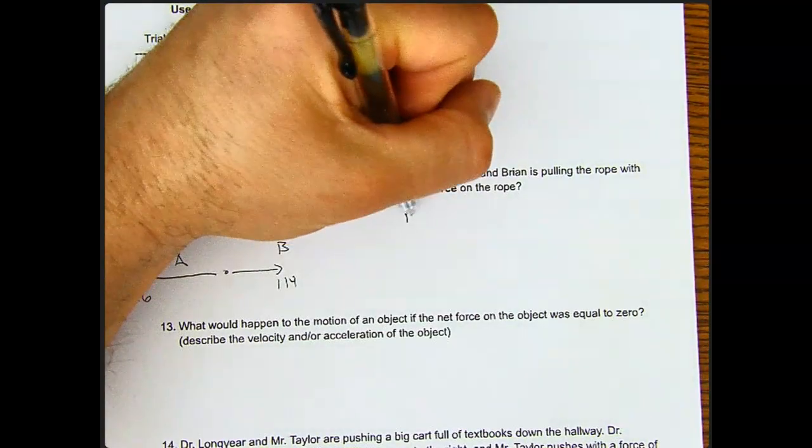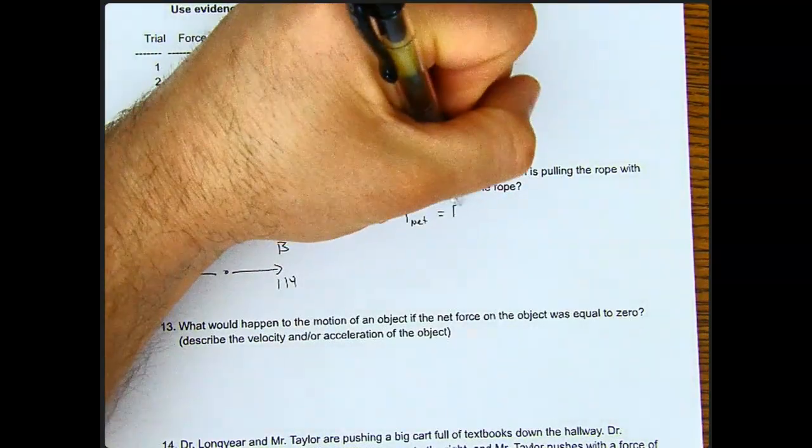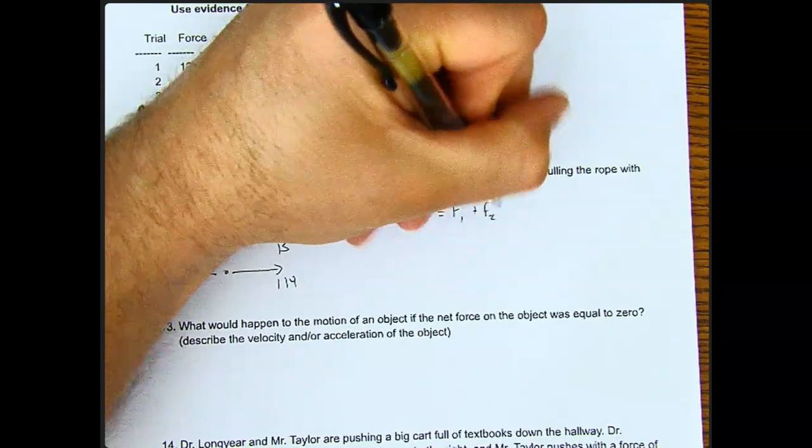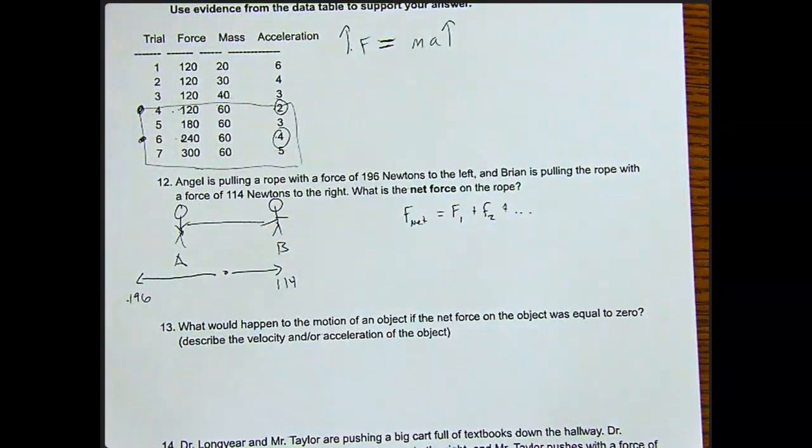Well, net force is all your forces added together: F1 plus F2 plus whatever, however many forces we have. In this case, we only have two forces, Angel and Brian. So I'm going to plug in those numbers. Let's say Angel will be force 1.